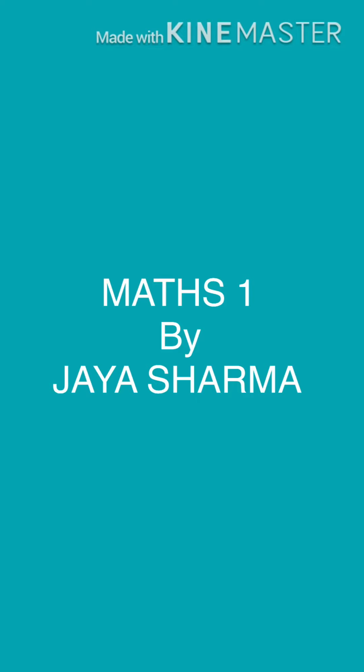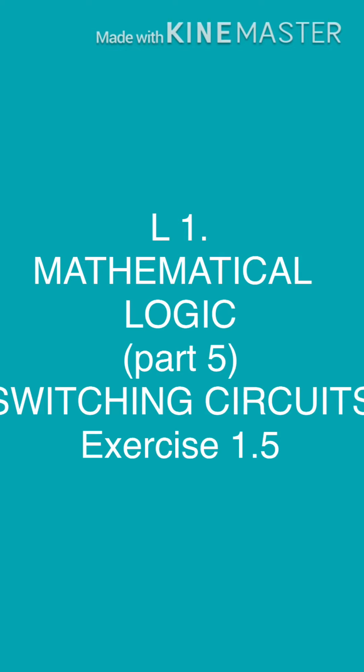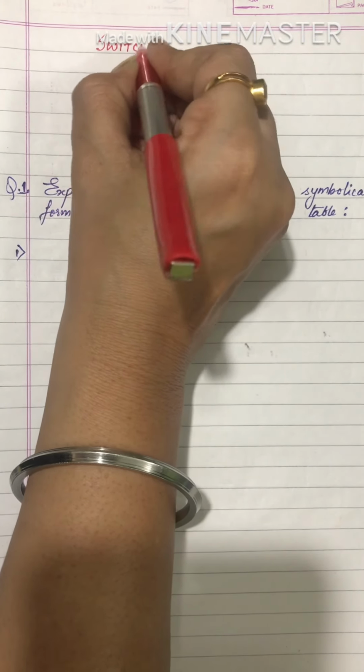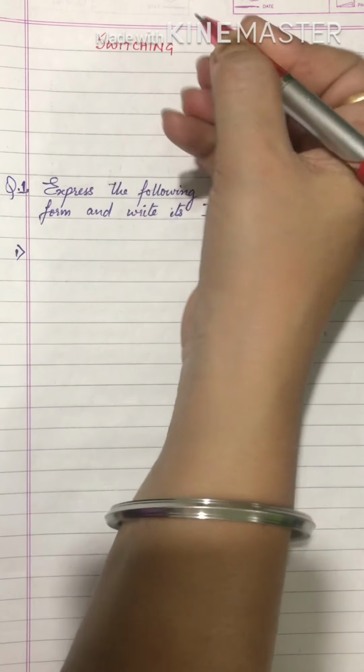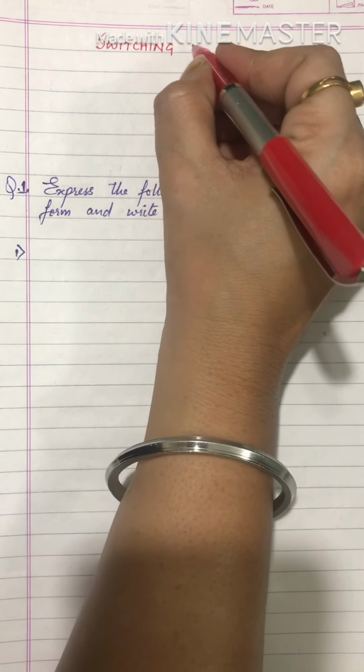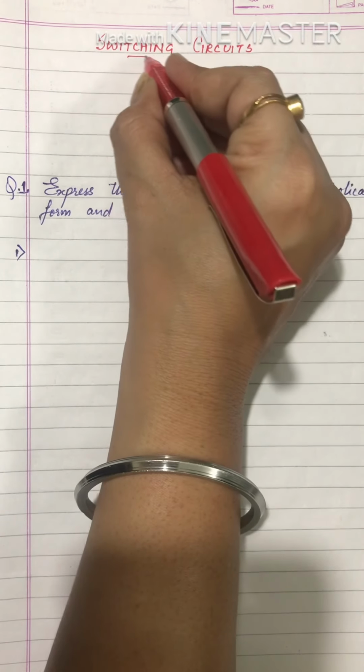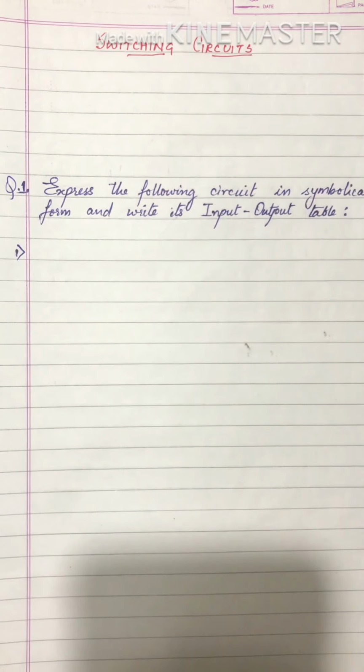This is your maths professor Jaya Sharma, and in this video we will be seeing Maths Paper 1 lesson number 1, Mathematical Logic part 5, which is all about switching circuits. Now, this is the most interesting part from the entire chapter. It's all about switching circuits. In this video we will be learning everything about switching circuits and making input output tables.